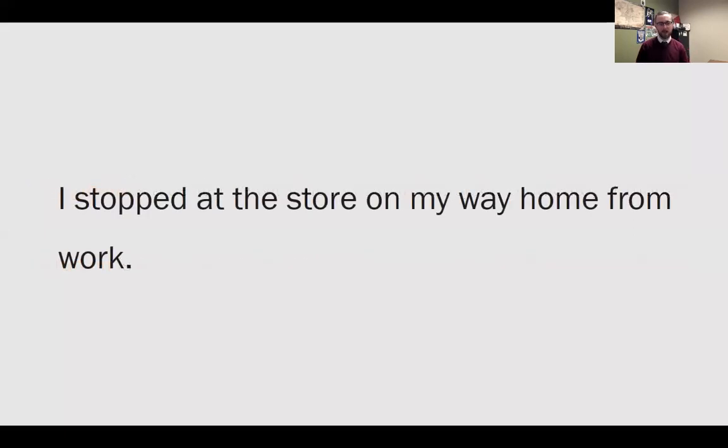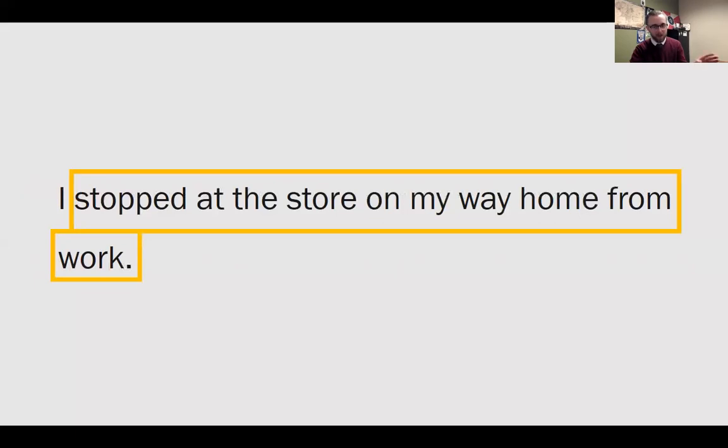Here's a complete sentence. I stopped at the store on my way home from work. So think about it for a second. Identify the subject of the sentence. What is the person or thing doing the action? The subject here is I. I is the one doing the action. So then the predicate is everything else. Stopped at the store on my way home from work. Stopped is the verb, but the predicate is more than just the verb. The predicate is everything else.